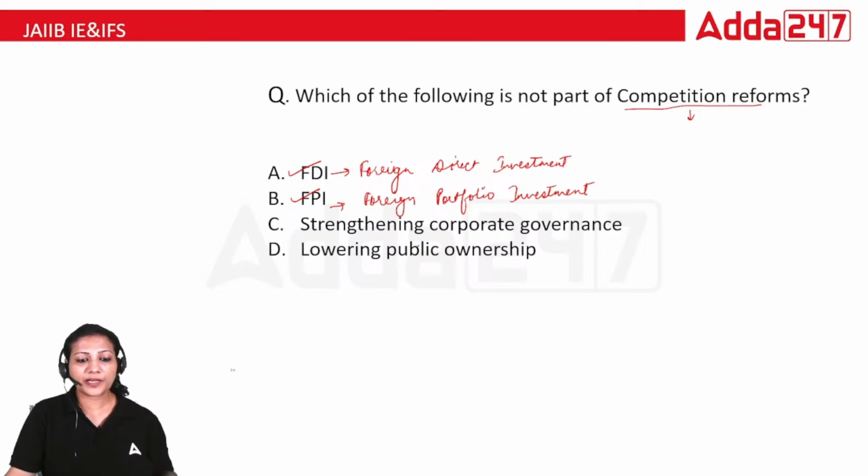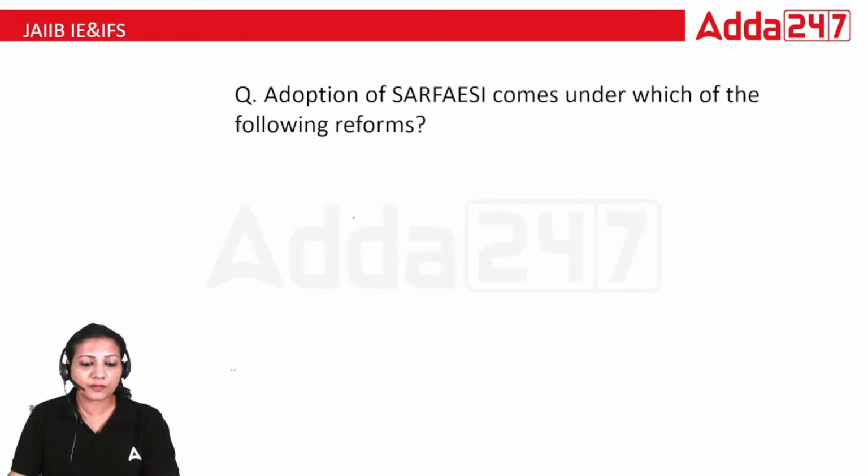Strengthening corporate governance is not going to help strengthen the competition. Lowering public ownership will help the competition because the government was reducing its ownership in all the public sector banks. That helped to improve the competition and eventually helped to improve the efficiency of working of the banks. So the right answer here is C. Strengthening corporate governance is not part of competition reforms.